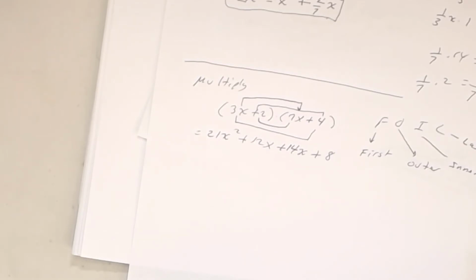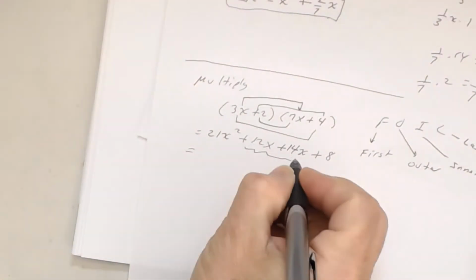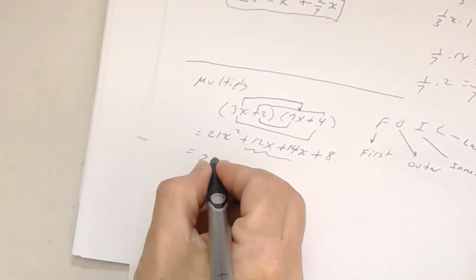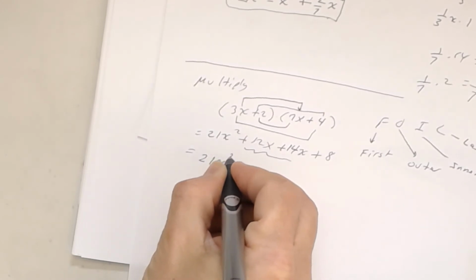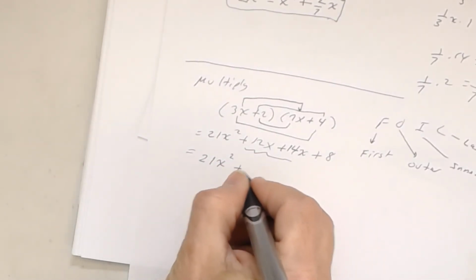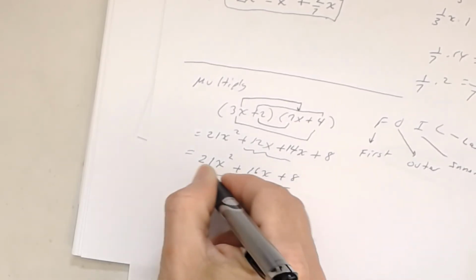The middle two. All right. So when I combine 12x and 14x, what does that give me? 28x. So my answer is going to be what? Well, let's put in descending order. 21x squared plus 16x plus 8. There's your answer.